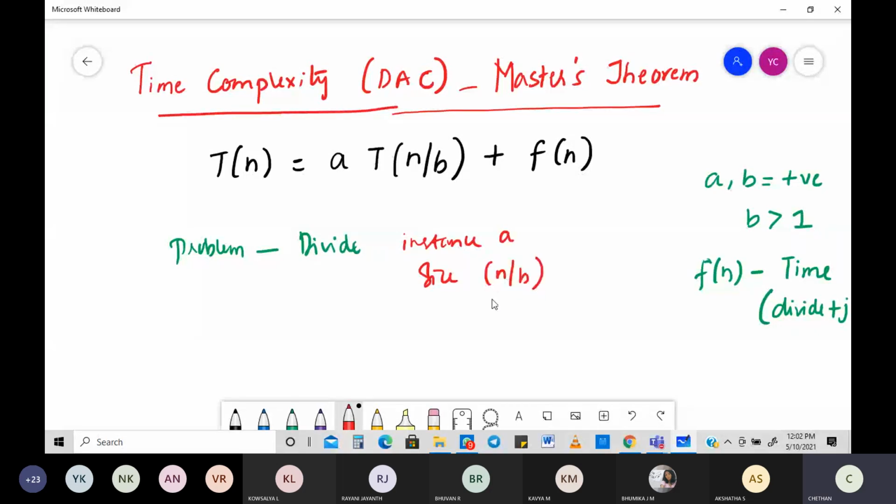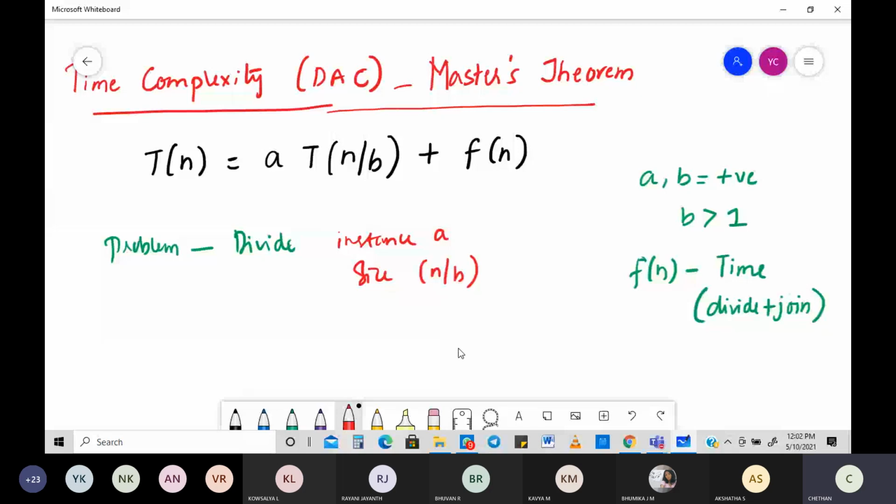And what is f(n)? f(n) is the time needed both for dividing and for joining the entire thing. And of course b will be greater than 1 only, because you divide only when the size is more than 1. If there is only one element, then it's not a problem. So this is the first thing you need to remember. There's no proof here and no solving. You need to remember a few things here, and this is one of them.